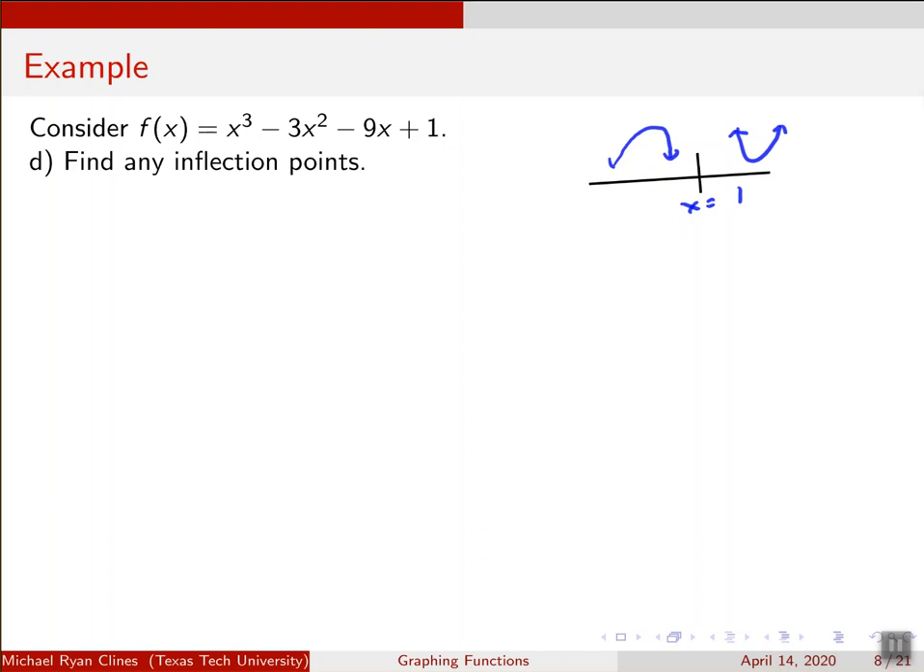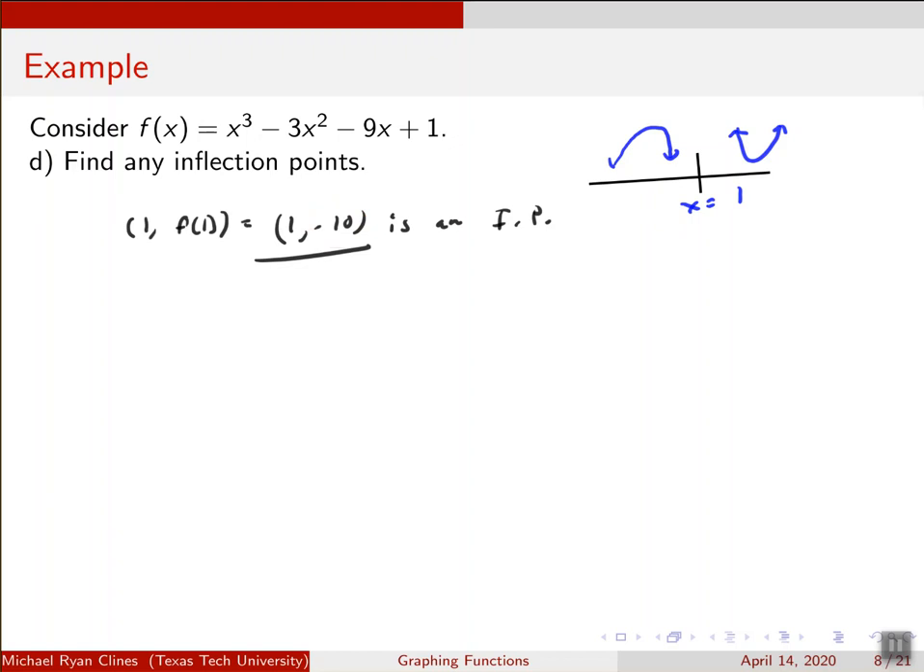So that means the point 1 comma f of 1, which is just equal to 1 comma negative 10, is an inflection point. Notice it asks for a point, so you need to give it a point. Relative extrema are points. Where it is, what's its value. Inflection points are points. Where it is, what's its value. It's at x is equal to 1, and it's equal to negative 10. Writing it as a point gives you a whole lot of information in a compact manner.